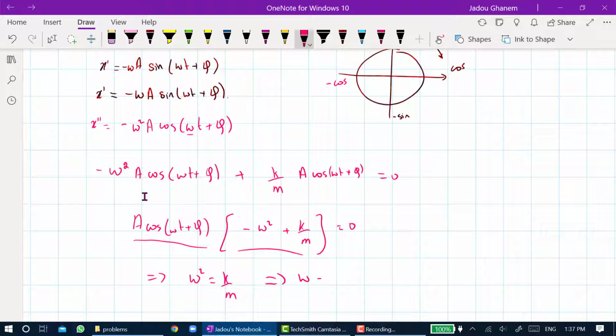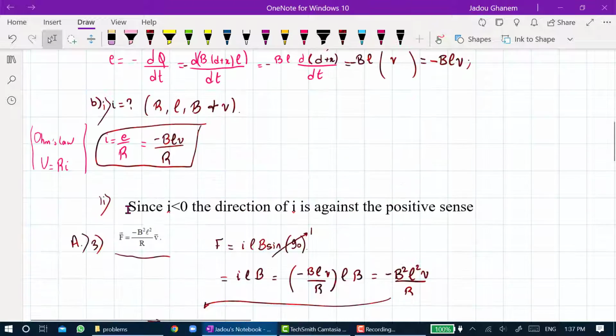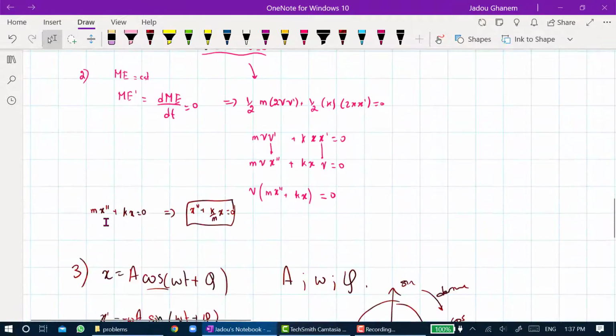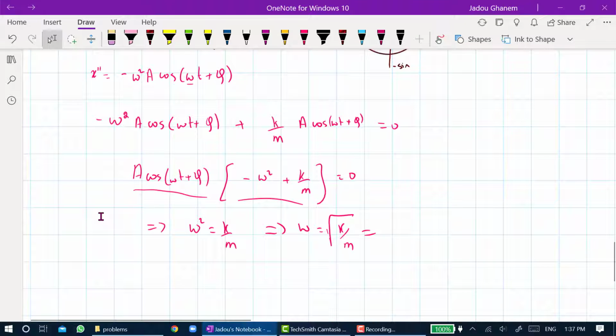which implies omega equals radical k over m. k is given upwards in the question, it's 50, and the mass, they also gave us in the previous part, which is 0.25. So we can just write the answer, and you will get 14.1. The unit for omega is radian per second. It's similar to the frequency. In frequency it's per second, which is hertz. Here it's radian per second.